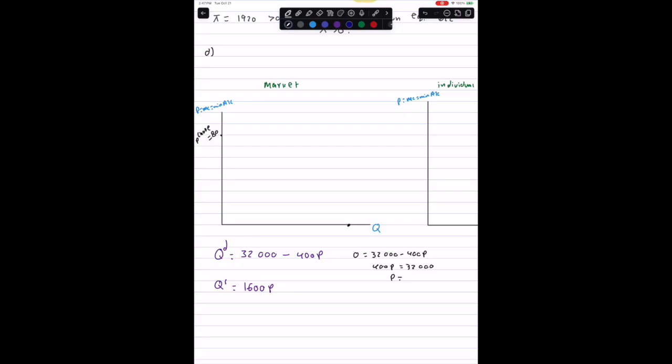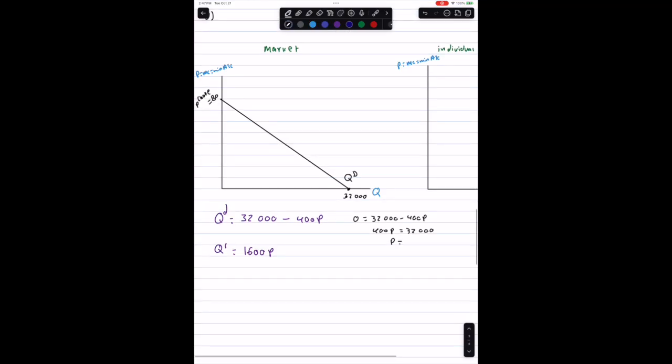We also know that when the price is equal to 0, right, quantity demanded is going to be equal to 32,000 because there's no price. So we know that here is 32,000. Let me just get rid of these lines. And this first line is our market demand, right?